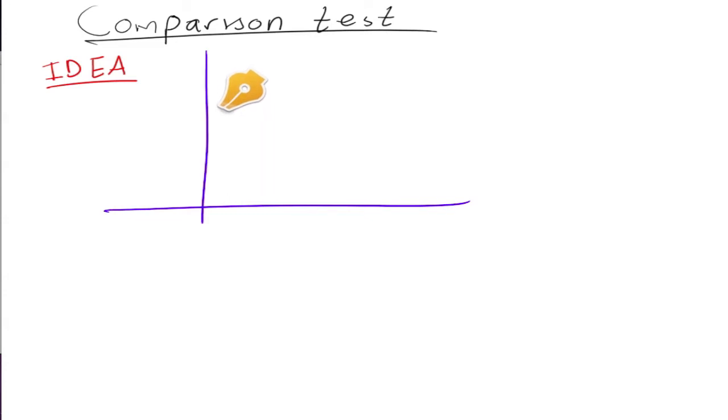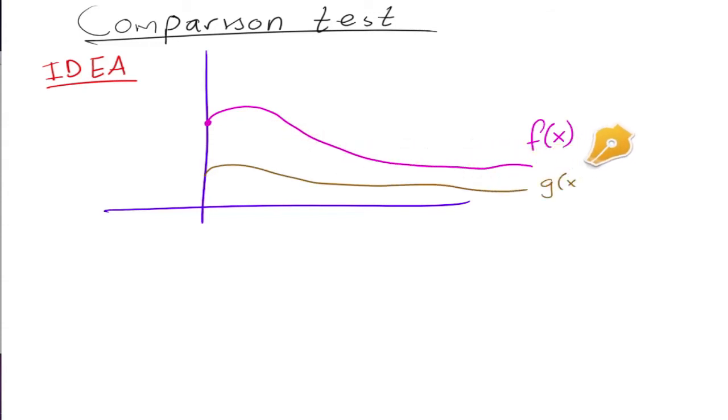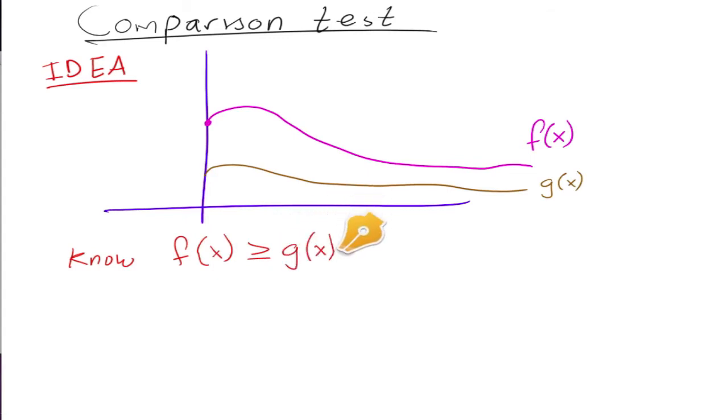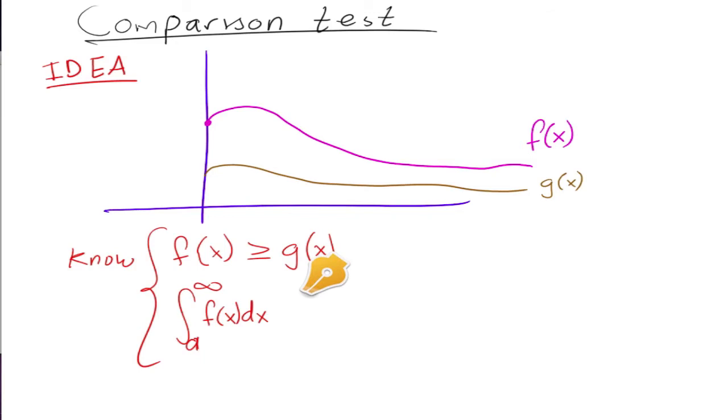So let's say you have two functions. Let's say this is f of x, and then you have another function that is g of x. Suppose you know f of x is always greater than or equal to g of x, which it is in the picture, so you can see that f is always bigger than g. And then suppose you also know that the integral from a to infinity of the larger function f of x converges.